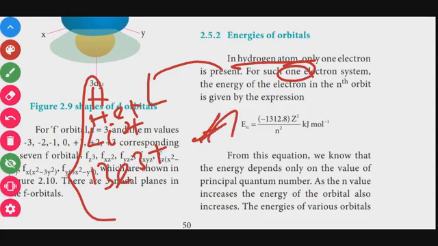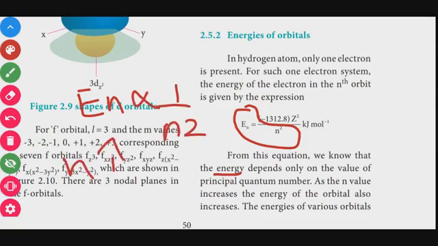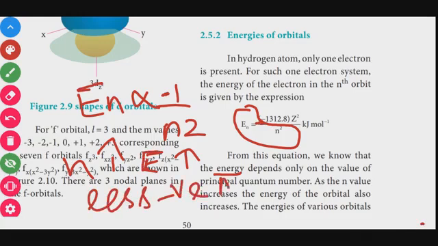Okay, from this equation we know that electron energy depends only on the principal quantum number. As the n value increases, it is inversely proportional, so what happens is that the energy of the orbital also increases. How? Because there is a negative value here. See, don't write decrease, though it is inversely proportional, there is a minus, so as the negative value keeps coming, it will become less negative. Less negative means more energy. It will be more energy, though the value decreases, since it has a negative value.